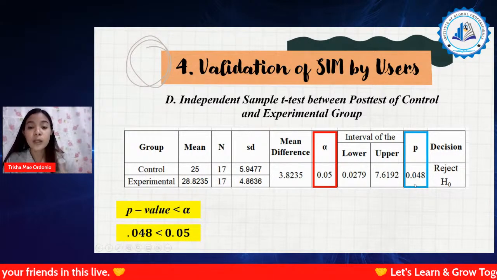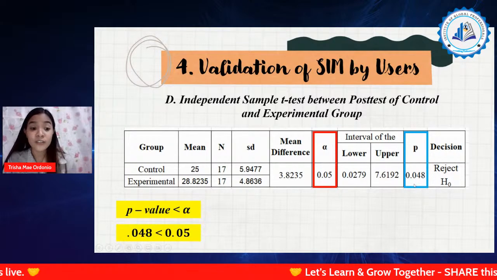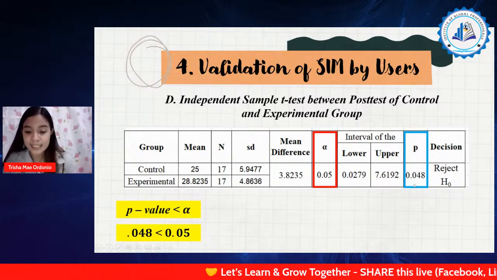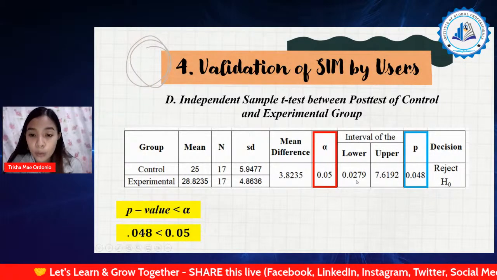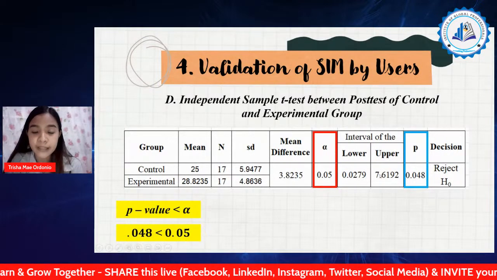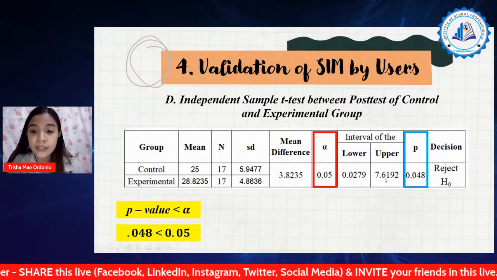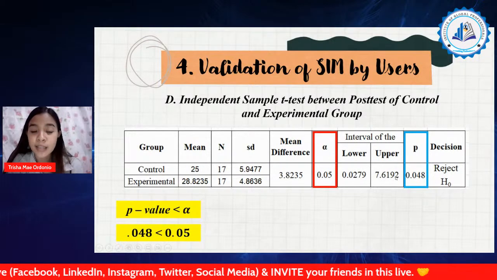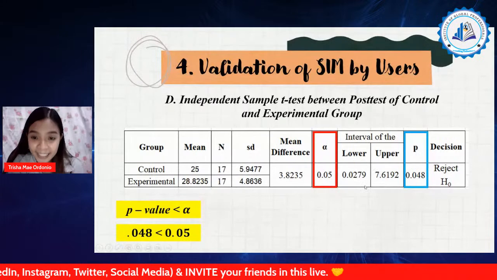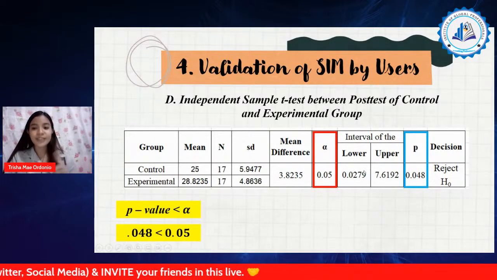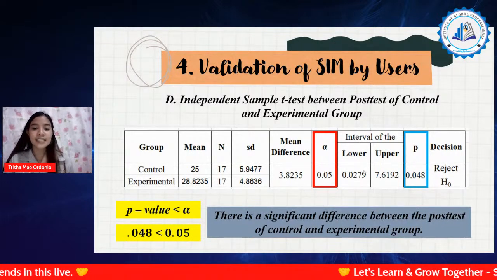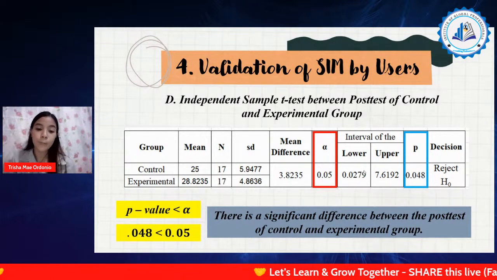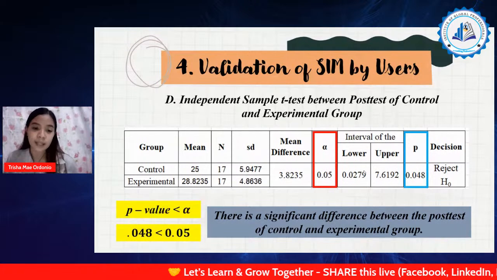Always remember, we are using 95% confidence level in this study. And the interval, look at the lower 0.0279 and the upper is 7.6192. Again, 0 is not included, therefore we need to reject null hypothesis. There is a significant difference between the post-test of control and experimental.